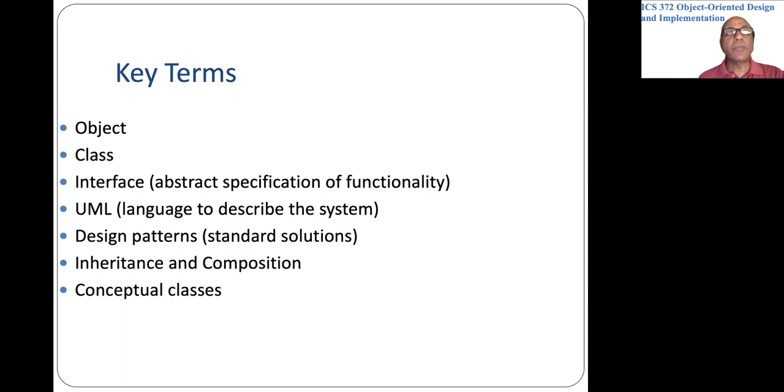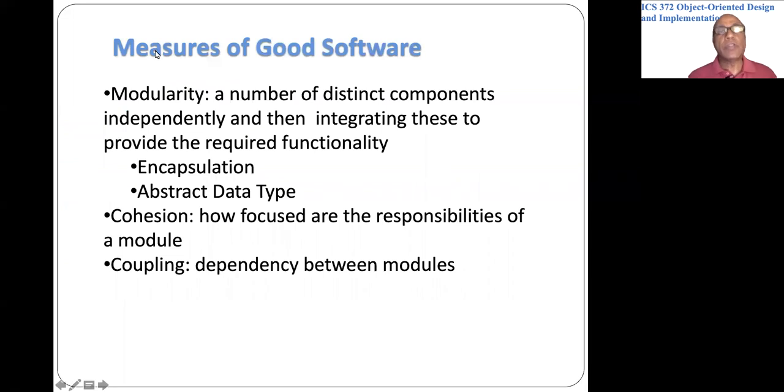So that is just a brief introduction to the nature of object-oriented systems, the kinds of terms that we use in an object-oriented system. So a very rough overview. We'll be seeing the details of all these things in the next 15 weeks. So I'm going to stop this video here, and we'll be talking about the measures of good software in the next one.